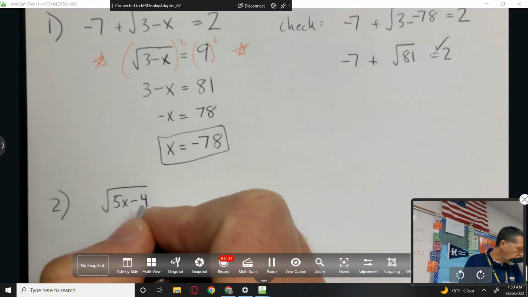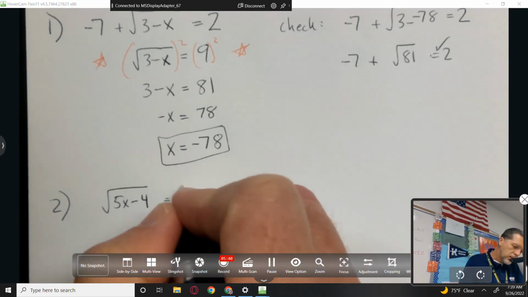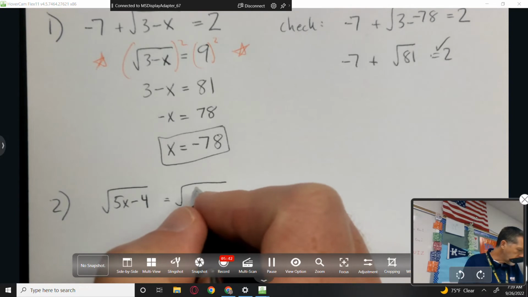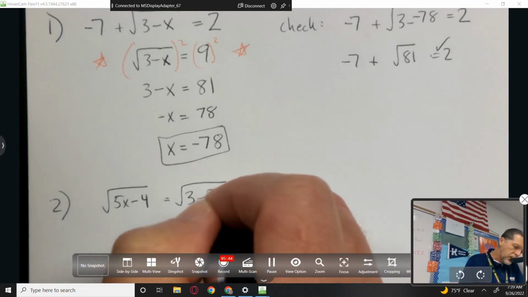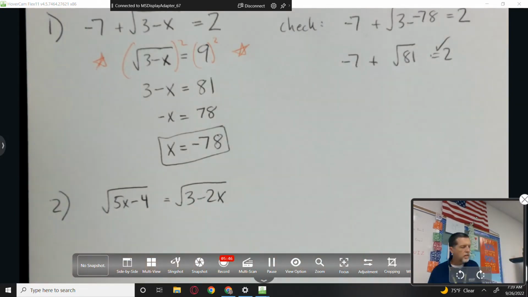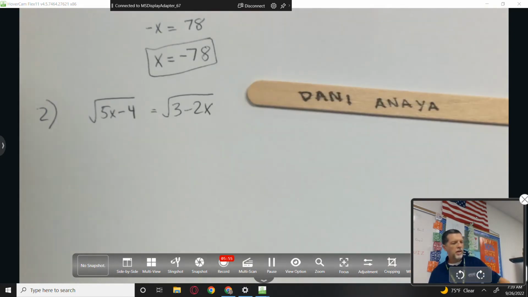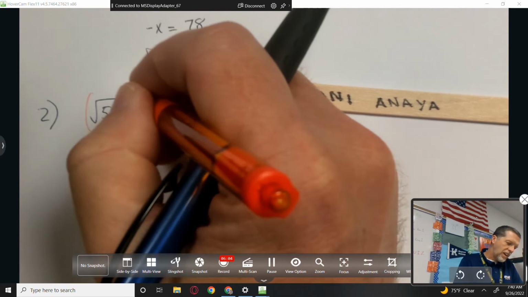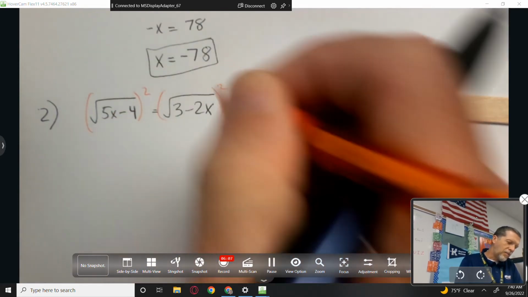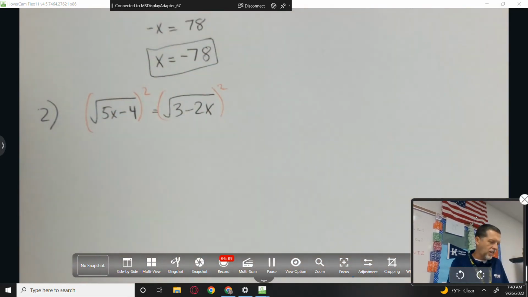Square root of 5x minus 4 equals the square root of 3 minus 2x. So that's a little different because it's got square roots on both sides, but I bet Danny still knows what to do. Square both sides, and that fixes both sides at once, so that's kind of nice.